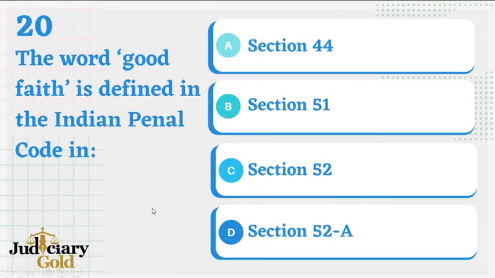Question 20. The word good faith is defined in the Indian Penal Code in section 44, section 51, section 52, section 52A. The answer is section 52. Section 52 basically defines good faith as nothing is said to be done or believed in good faith which is done or believed without due care and attention. That is section 52. Do tell me what does section 44, section 51 and section 52A of IPC define.